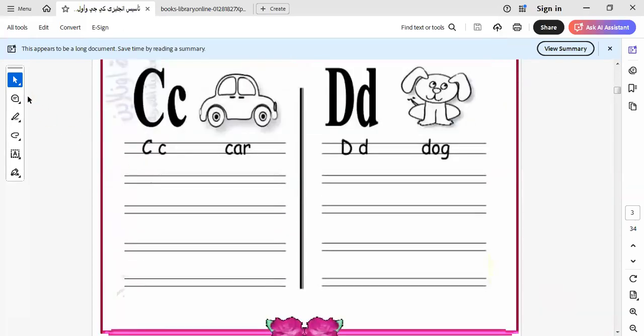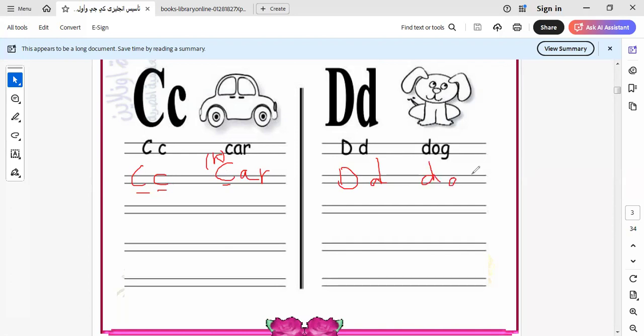Okay. Here we have capital C and small c. Repeat after me. I would like you to have a paper and repeat after me. Capital C and small c, like what? Like car. We have car here. The pronunciation of C will be like cat, like car. So here I pronounce letter C like letter K. Here is capital D and small d for dog.